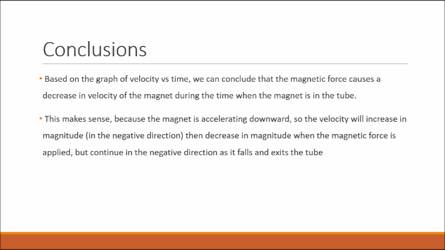Based on our graph, we can determine that the magnetic force in the positive y direction causes the magnitude of the net force to decrease, although still in the negative direction. This makes sense because the magnet is accelerating downward when in freefall, so the velocity should be increasing in magnitude. But with a smaller magnitude of net force, the acceleration will have a smaller value and the velocity will decrease.